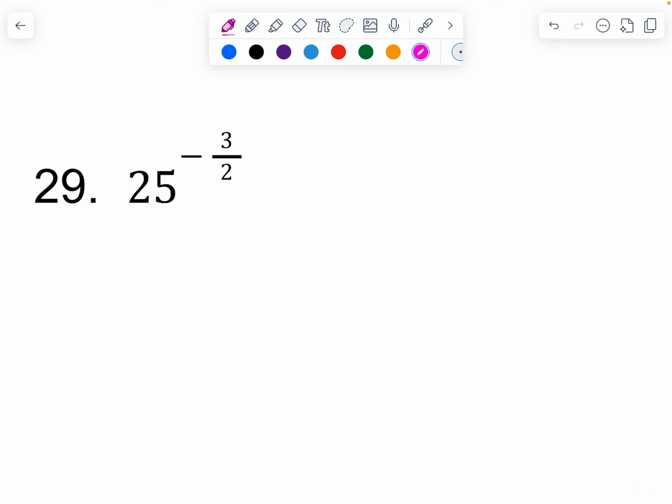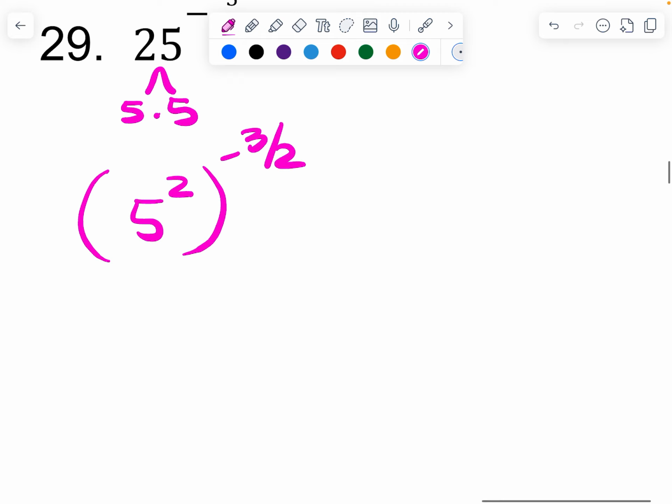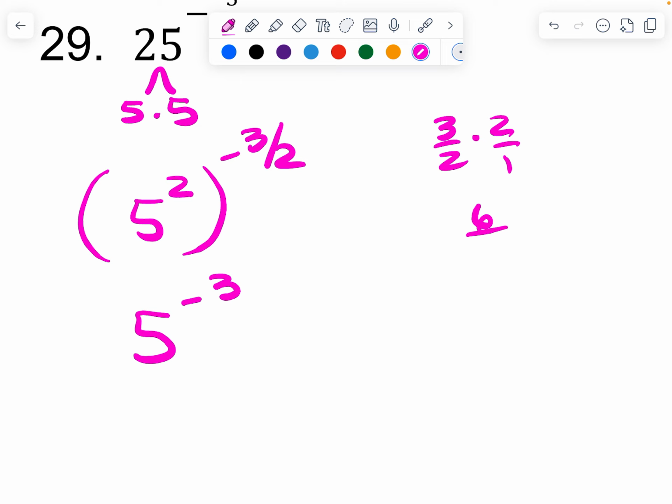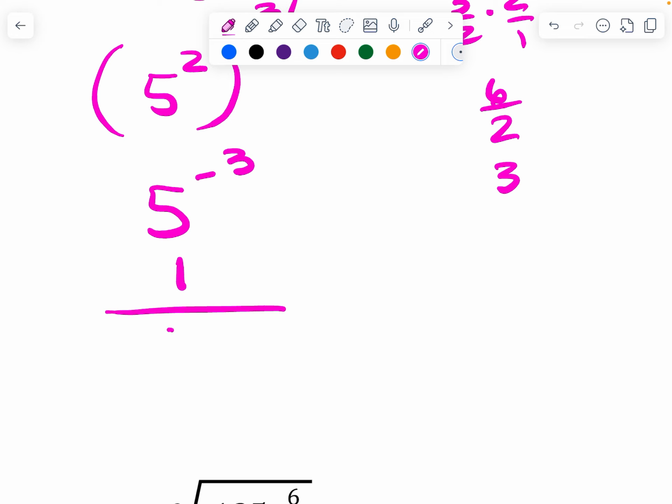Okay. This is 5 times 5. So 5 squared raised to the negative 3 over 2. That'll get me 5 to the negative 3, guys, because 3 over 2 times 2 is going to get me 6 over 2, which is 3. So that will get me 1 over 5 to the third, which is 1 over 125.